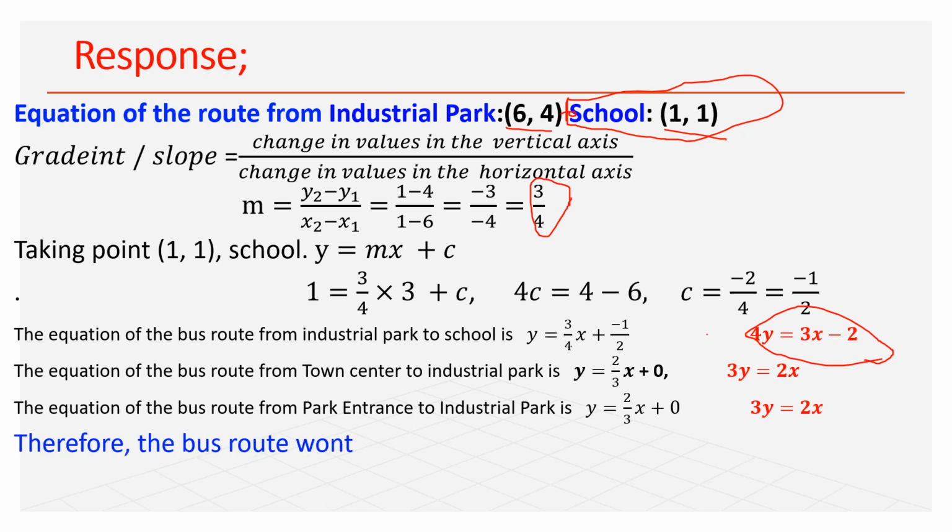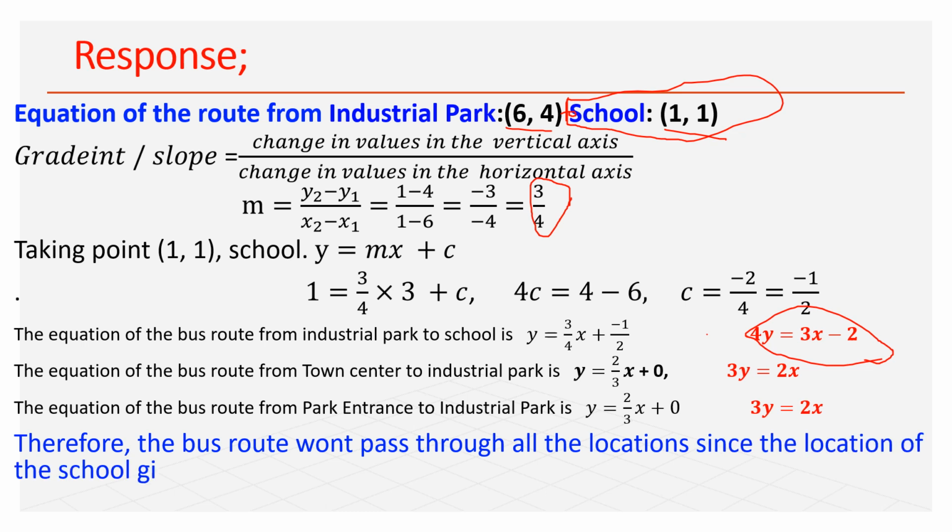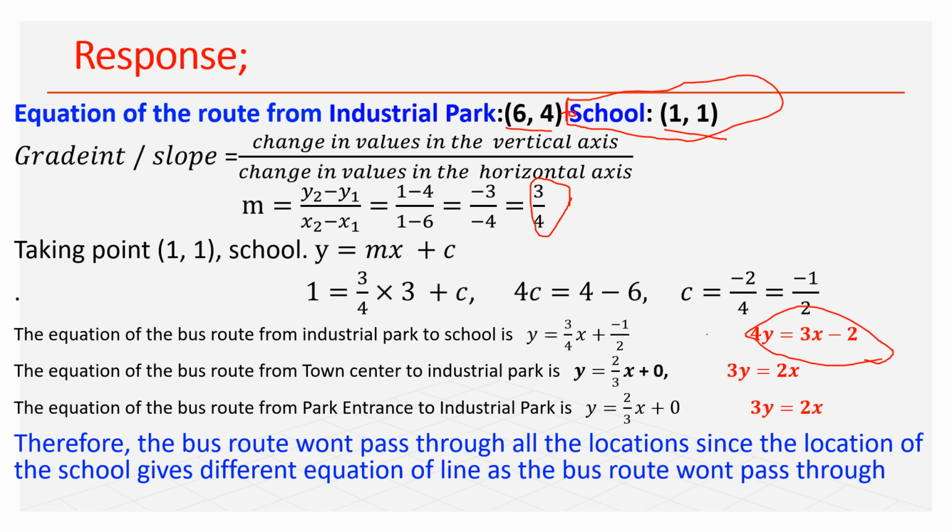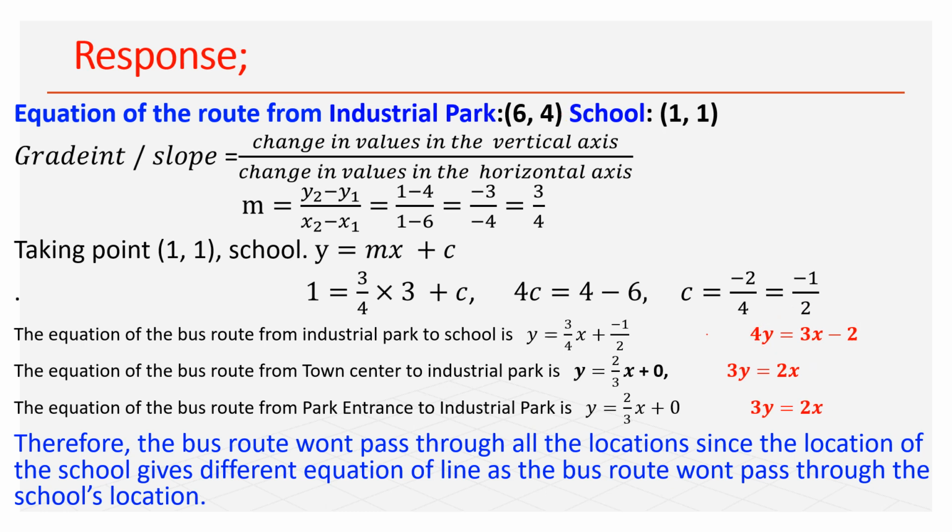Therefore, the bus route won't pass through all the locations. Since the location of the school gives a different equation of line, the bus route won't pass through the school's location. So whatever they are doing, they should keep in mind that the school is out of context. And I wanted us to prove this by plotting just roughly here, to see whether it is really correct, whether the school will or will not be on the map of that bus route.